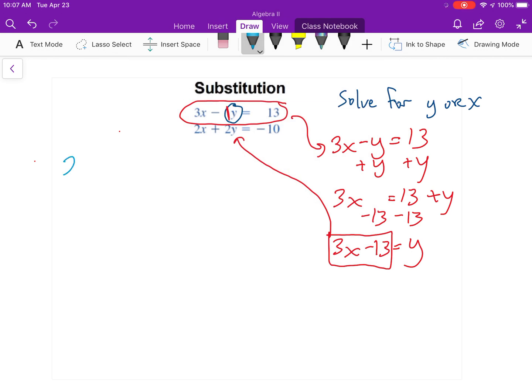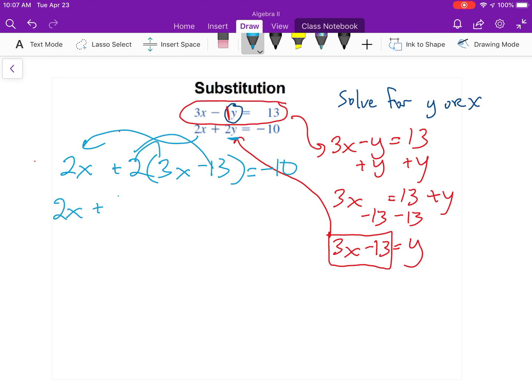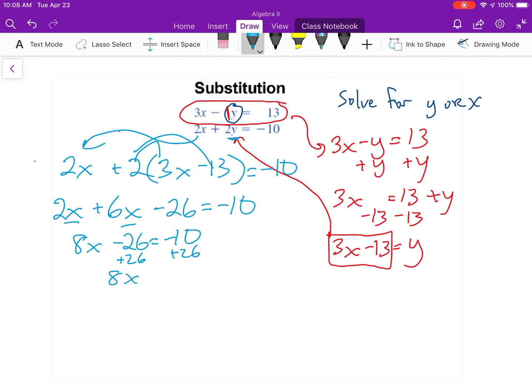So now my second equation, I'm going to take 2x, I'm going to put plus 2, but now where this y is, I'm going to replace it with 3x minus 13. And this is why I had you practice some distributing right away, and some combining like terms. So I'll add 26, get 8x is equal to 16, divided by 8, and get x is equal to 2. Now, it doesn't matter which way you do this, but x is going to be 2 regardless.